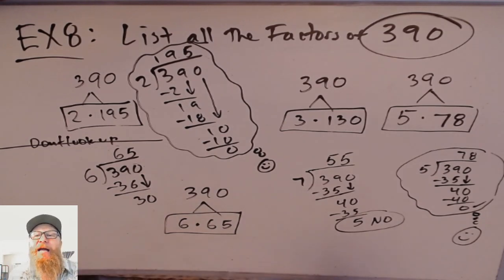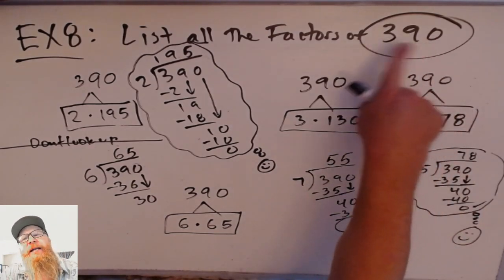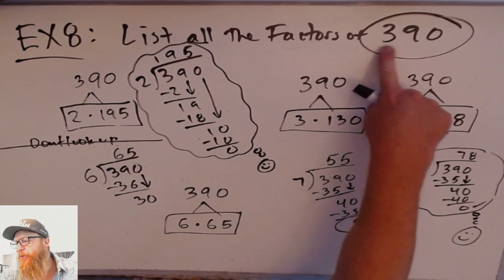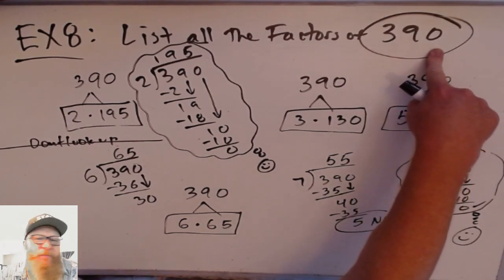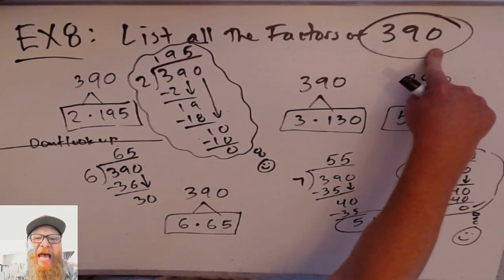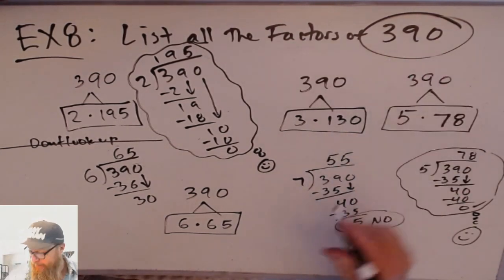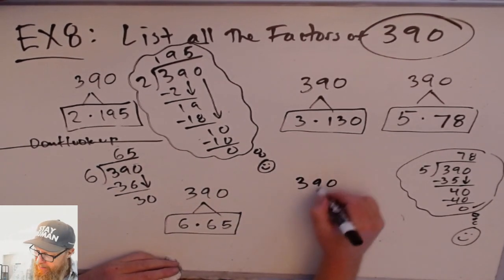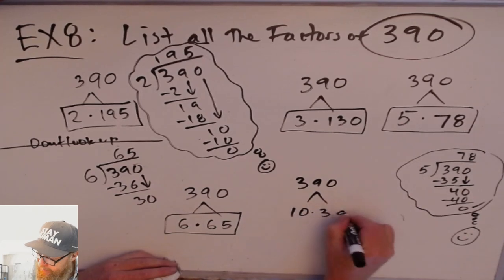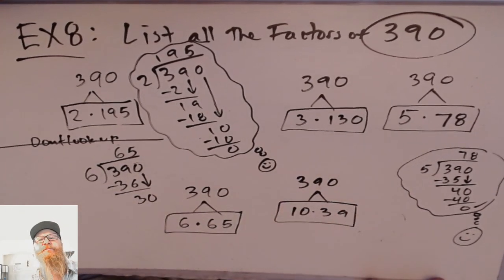How about 9? Is 9 going to work? What's the trick for 9? Remember, it's the same trick as for 3, right? So just add them up. 3 plus 9 plus 0, that's 12. 12 is not a multiple of 9, so I'm not going to try 9. And I usually end with 10. So 10 definitely works. This will be your last one. 10 times 39.